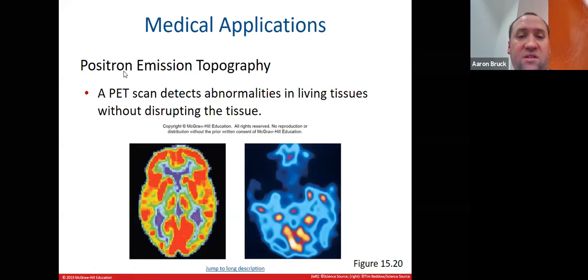Other medical applications, we talked about positrons, positron emission tomography, PET imaging, PET scans. Patient takes a small amount of a positron emitter. The positron emitter goes through different parts of the body, goes into the living tissues, and we can see, based on signatures, a PET scan can detect abnormalities in the tissue without actually disrupting the tissue itself. So PET imaging is very useful in that regard.